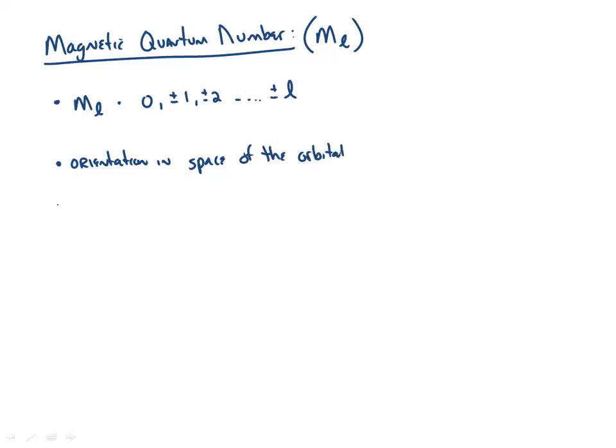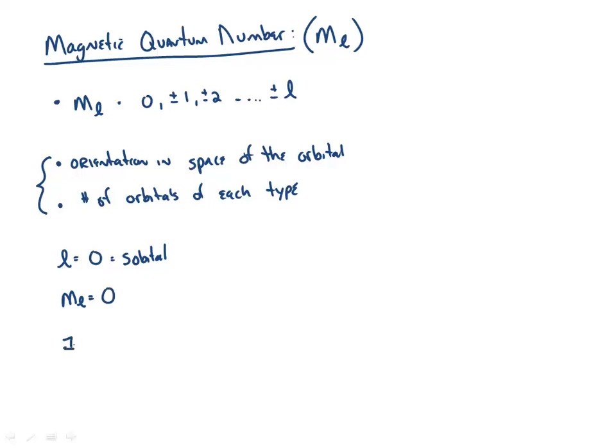And that also gives us the number of orbitals of each type. So we can put those together as what it's talking about. So the idea is that if L equals 0, then that describes an s orbital, right? And the allowed values for m sub l are just 0. So that means that there's only one s orbital.